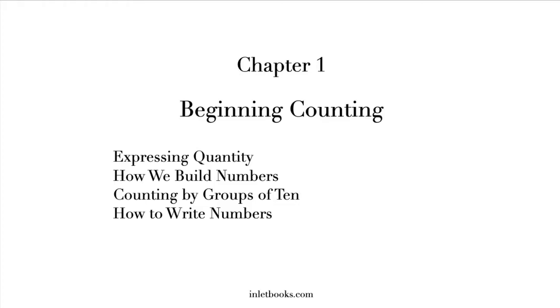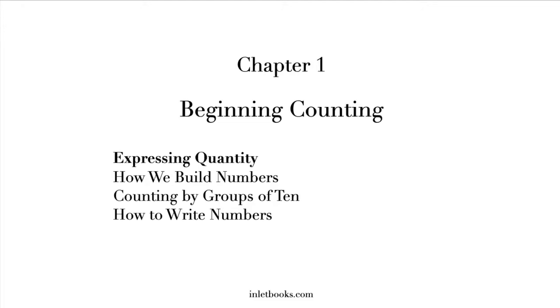This is the first video in a series providing an overview of sections in chapters 1, 2, and 3 of the book From Quantity to Number, available at inletbooks.com. This book is the first course in mathematics intended for parents and students interested in a discussion-based math program for their homeschool curriculum. The first chapter covers beginning counting, and it has 4 sections: expressing quantity, how we build numbers, counting by groups of 10, and how to write numbers.